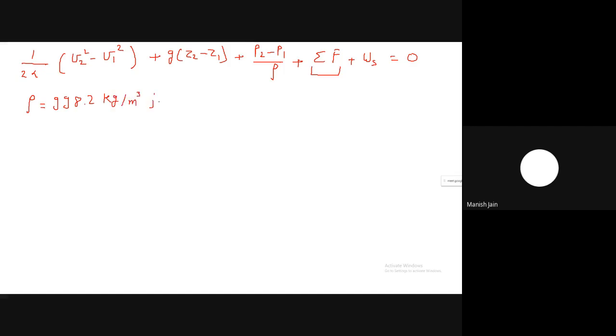The viscosity of water at 20 degrees Celsius is 1.005 multiplied by 10 to the power minus 3 Pascal second. So this is all in MKS units. Third is the pipe dimensions. The pipe is given as a 4-inch, 40 schedule pipe.